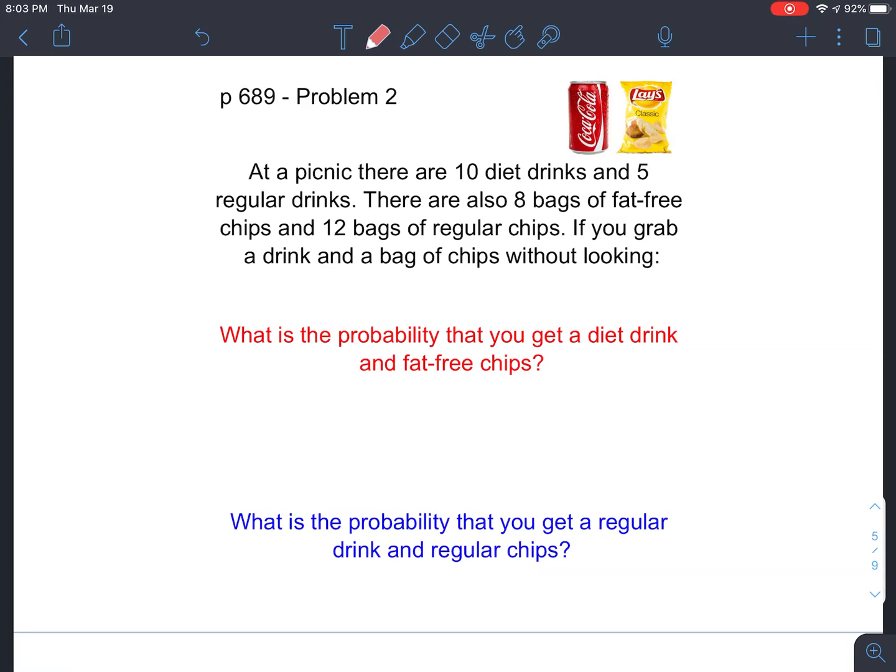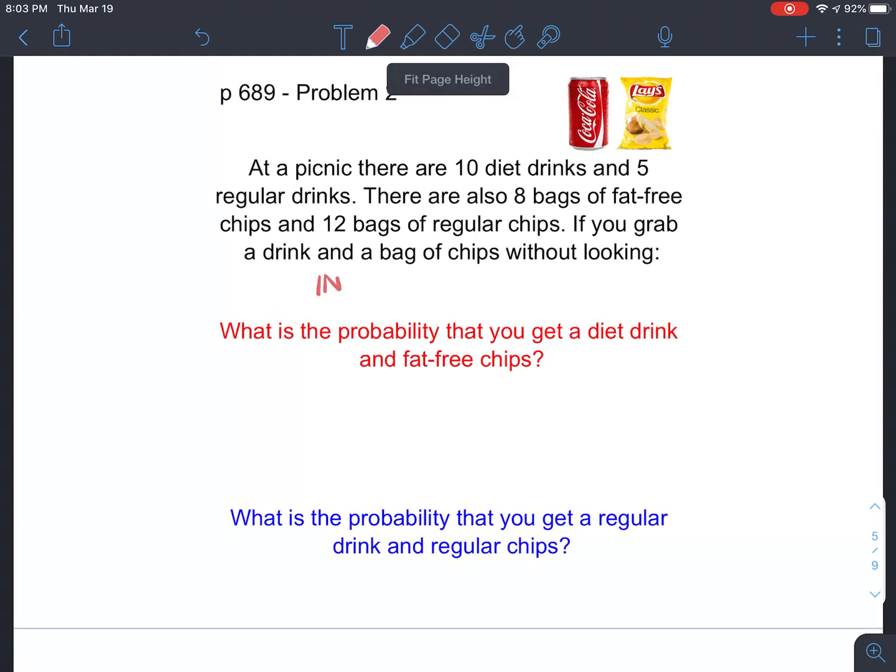Okay, so we have to think about what my 2 events are going to be. The 2 events are pulling a drink and pulling a bag of chips, right? The question is, are those dependent events or independent events? Does pulling a drink affect pulling a bag of chips? And the answer is no. Those 2 things are not affecting one another. We're assuming the drinks are in the cooler and the bag of chips are on the table, okay? So these are going to be independent events.